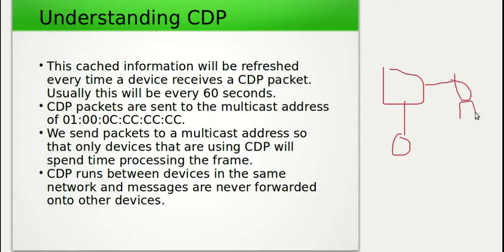In this case, CDP packets are sent to all interfaces by default, but this is our PC. Our PC will not process those CDP packets because it's not listening on this multicast address. Our router over here will be, so when it receives the CDP packets, it's going to process them. But with our PC, it's not going to process those packets.